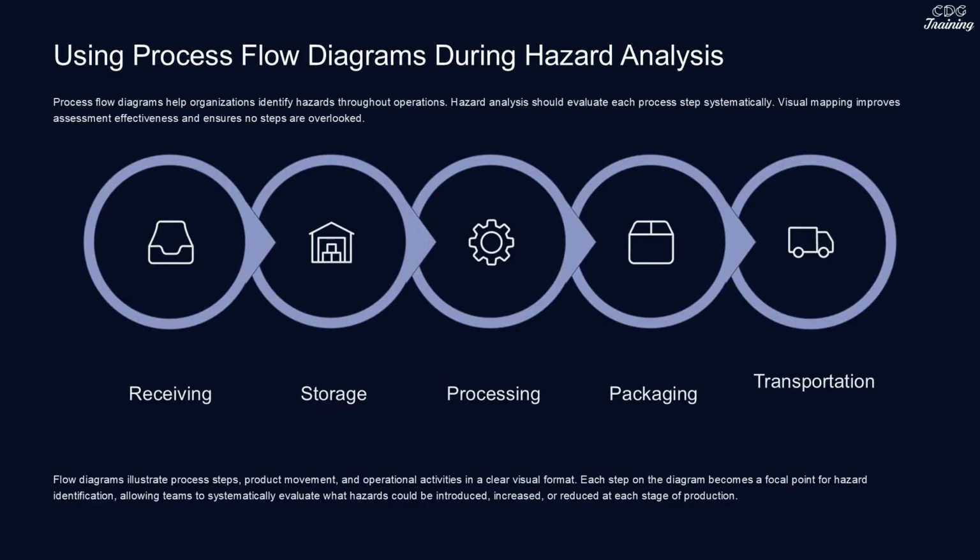Process flow diagrams help organizations identify hazards throughout operations. Hazard analysis should evaluate each process step systematically. Visual mapping improves assessment effectiveness and ensures no steps are overlooked.